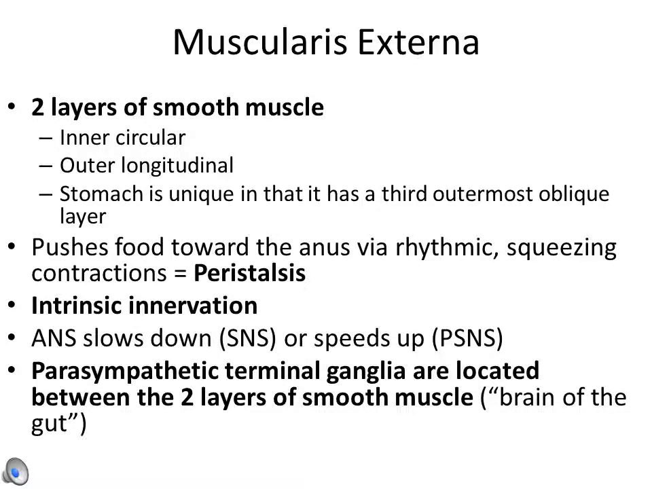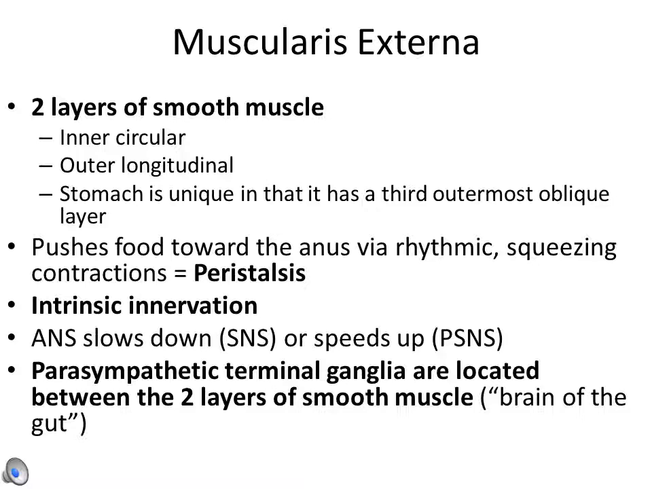The muscularis externa consists of two layers of smooth muscle: the inner circular layer and the outer longitudinal layer. The stomach actually has a third outermost layer, which is the oblique layer. The main function of the muscularis externa is to push food toward the anus via rhythmic squeezing contractions called peristalsis.